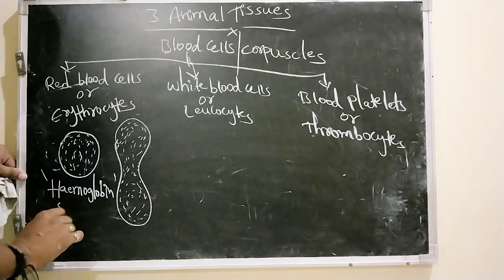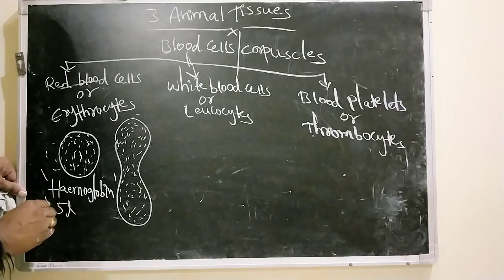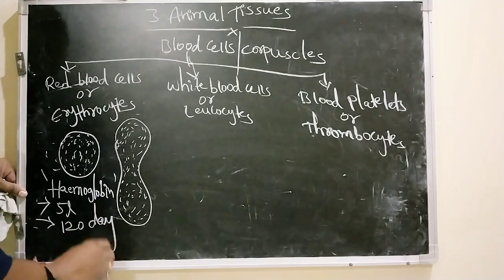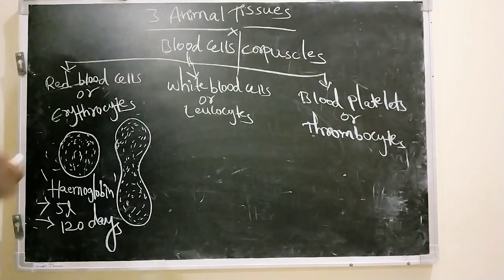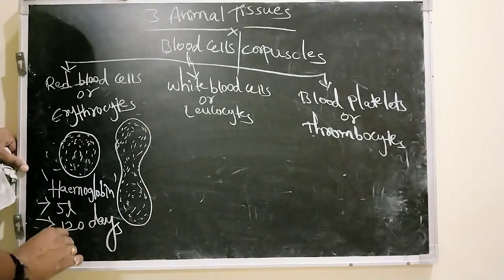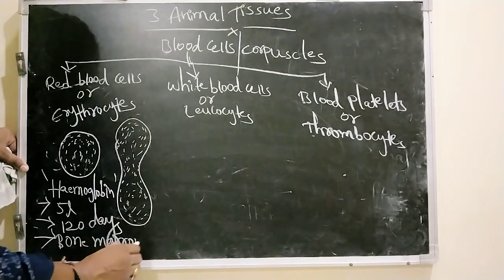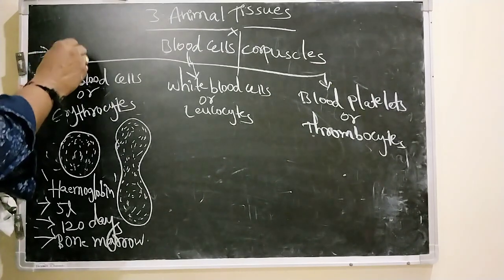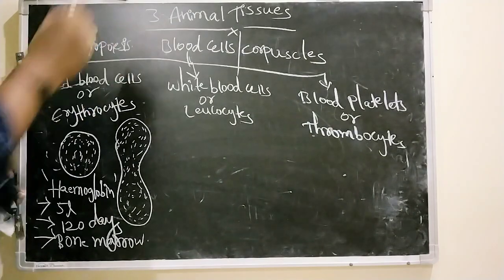An average adult contains 5 liters of blood. Next, the lifespan of red blood cells is 120 days. New red blood cells are formed from the bone marrow of longer bones. And the production of red blood cells is called erythropoiesis.